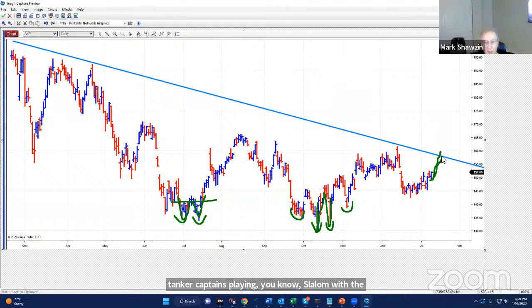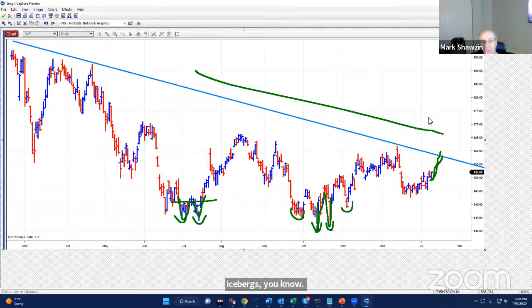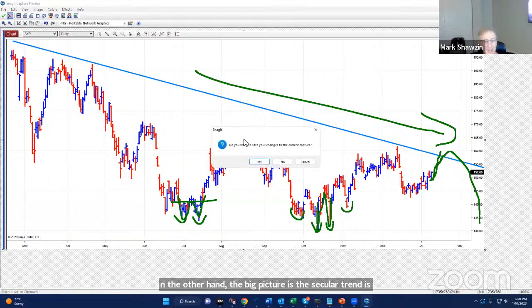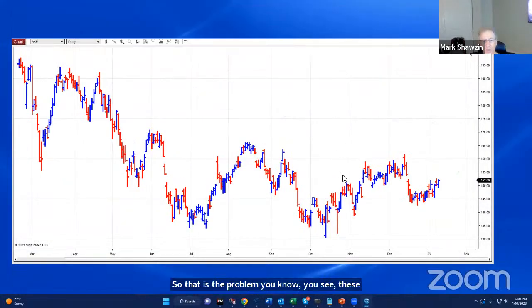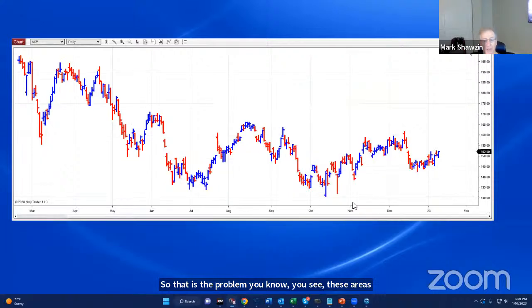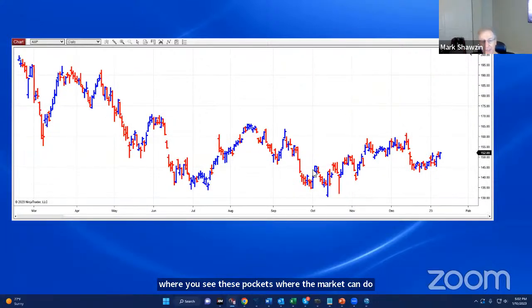One hand, the market looks like it can go up. On the other hand, the big picture is the secular trend is lower. So that is the problem. You see these areas where you see these pockets where the market can do some short covering. And to my mind, you play them pretty quickly because the big patterns are still lower. So again, you're always holding these two concepts.